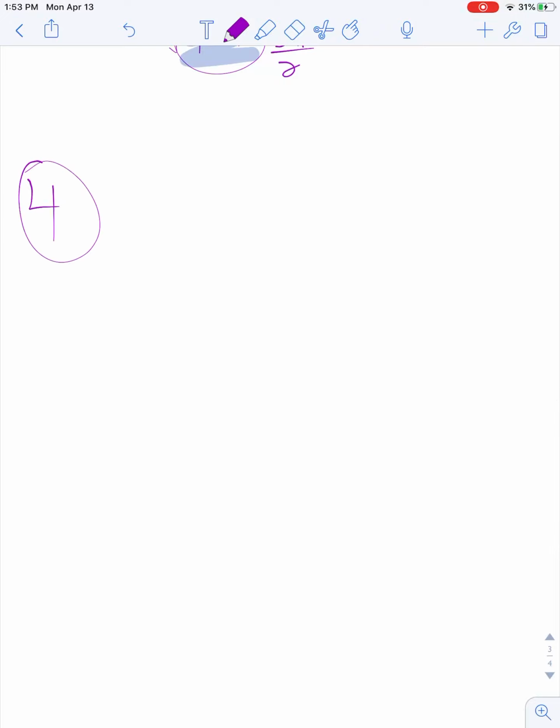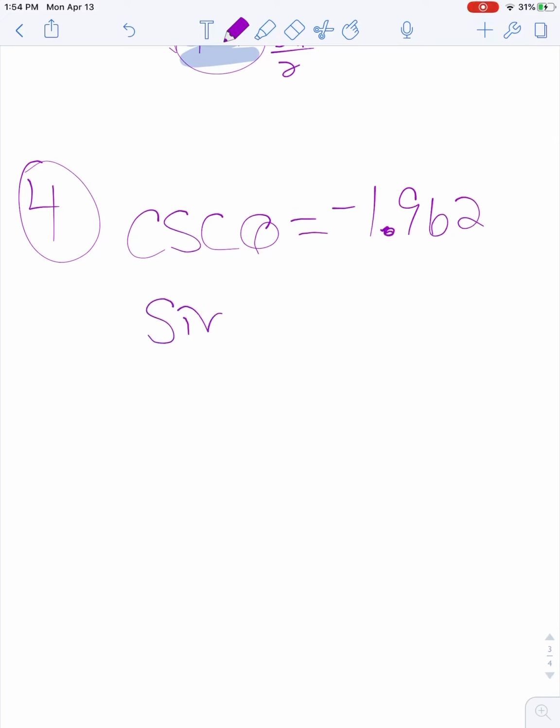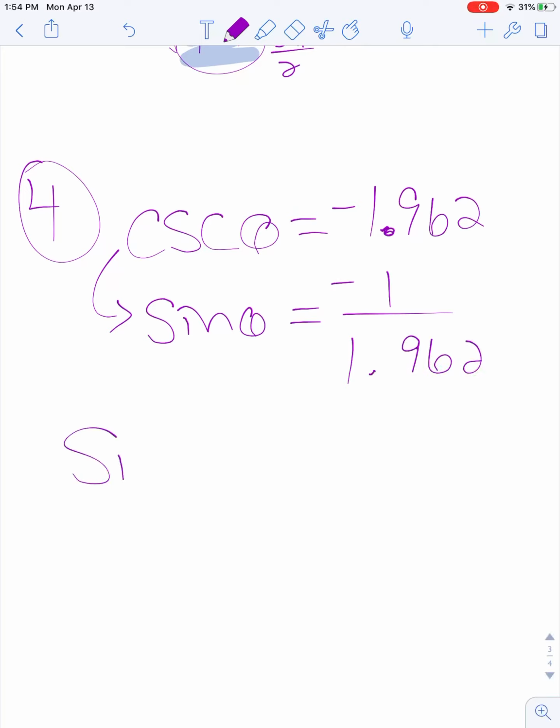Okay, number 4. Let's do cosecant of theta equals negative 1.962. So cosecant is the reciprocal function of sine. I do not have a cosecant button on my calculator. So in my mind, the reciprocal of cosecant is sine. I take the reciprocal of this side, which means I have to take the reciprocal of this side. So when I go to my calculator, I'm typing in inverse sine. I'm finding an angle, and I take the reciprocal.